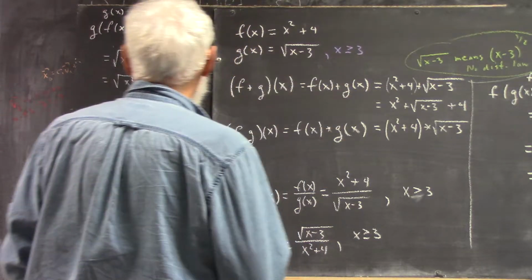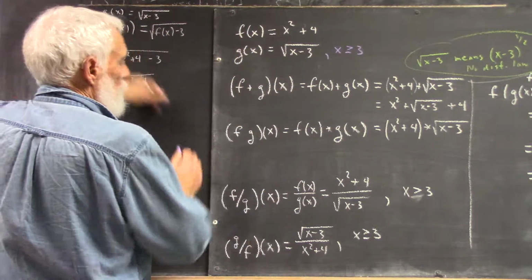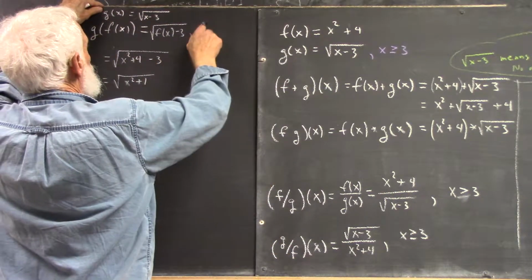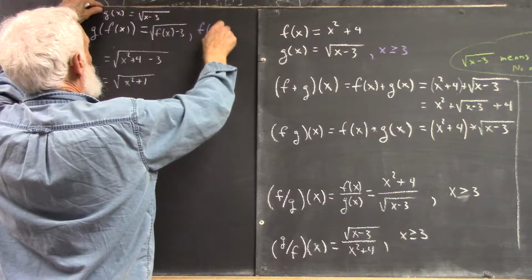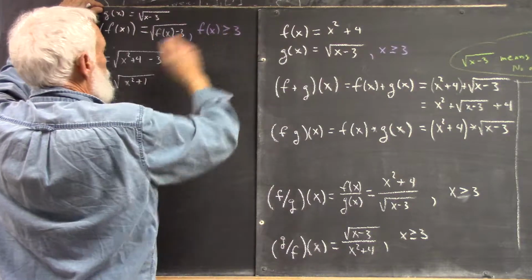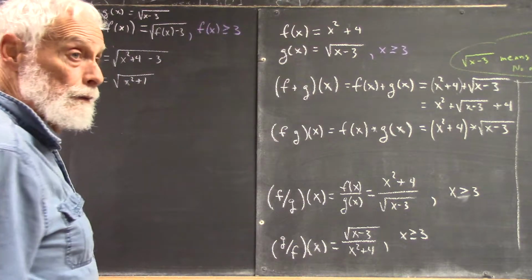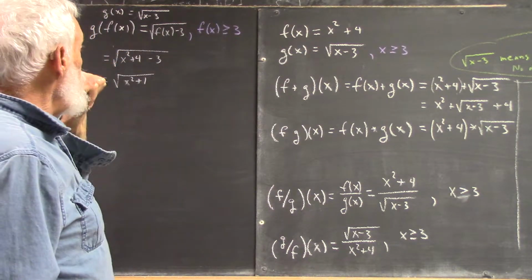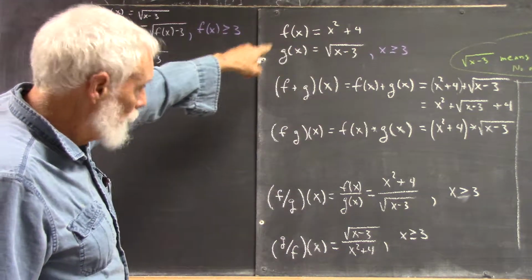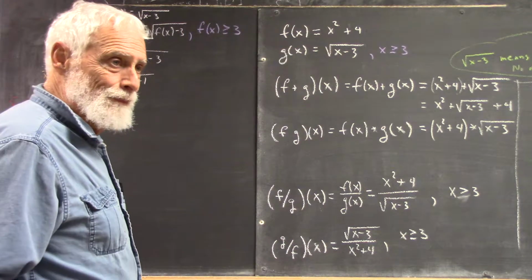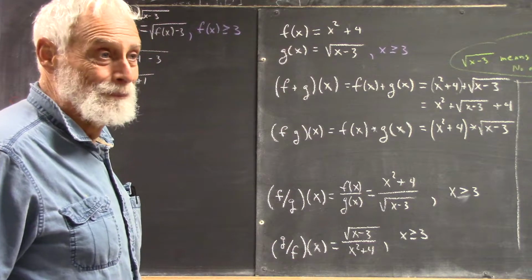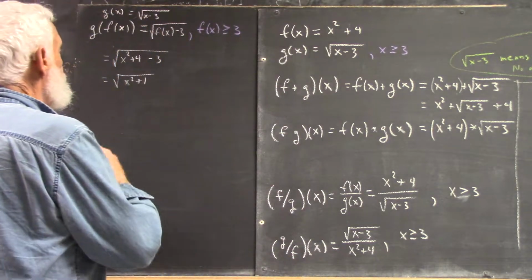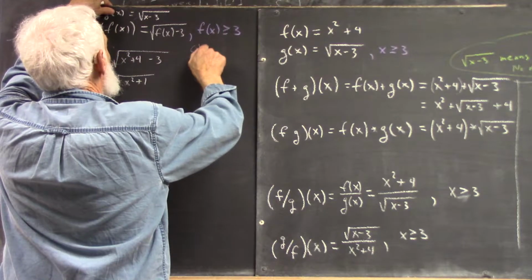Right. Which means that f of x has to be greater than or equal to 3 if you're going to plug it in to g of x, right? Right. Of course, f of x is x squared plus 4, which is always greater than or equal to 4. So it's certainly greater than or equal to 3. So it's okay.